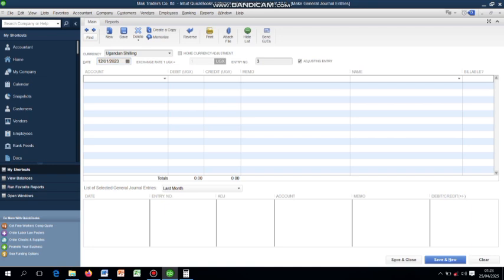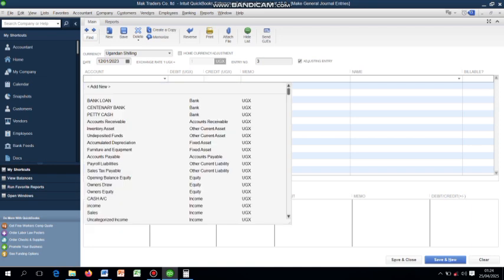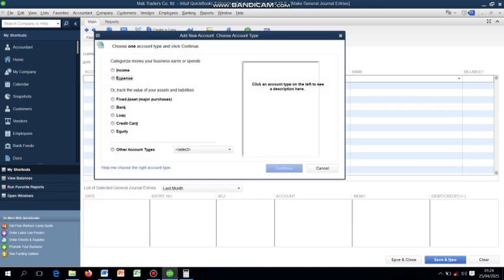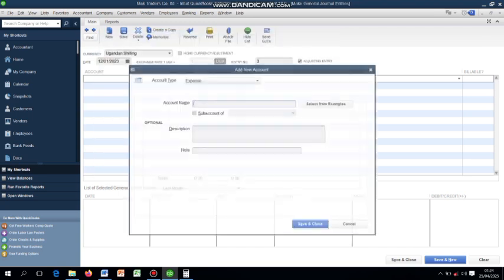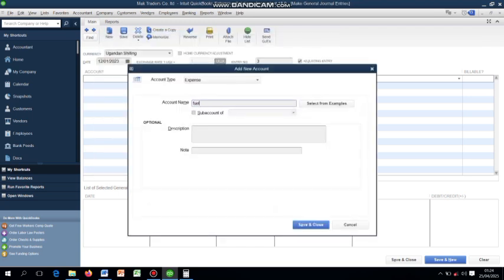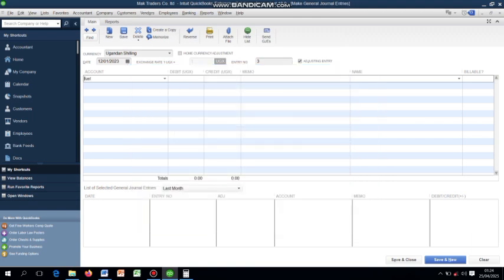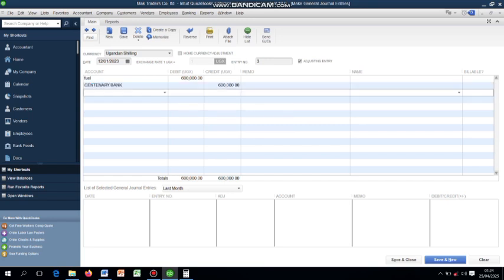So I'll come here to the account, which is not there. So the first one, the expenses. I'll name them. The first one is fuel. I will save and close. I will debit it with 600. It will be from Centenary Bank. So I'll go to the next one.